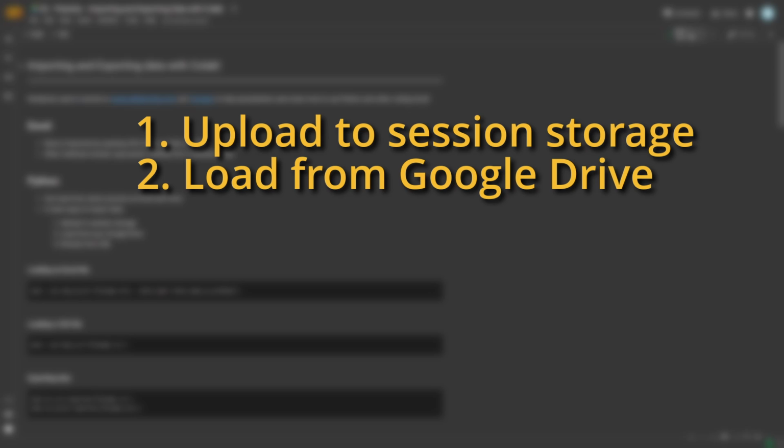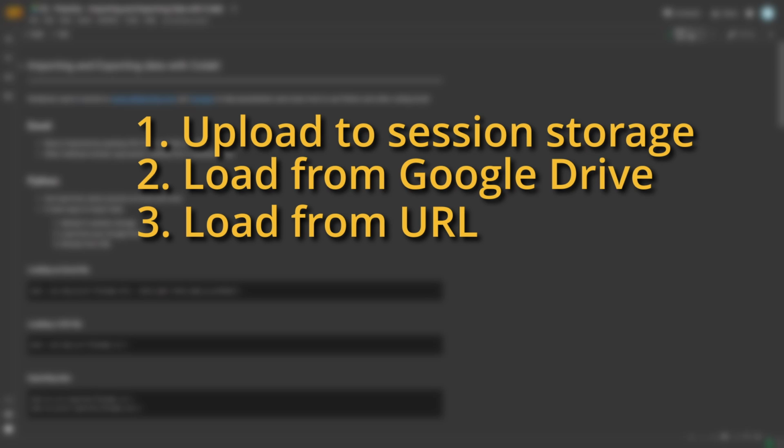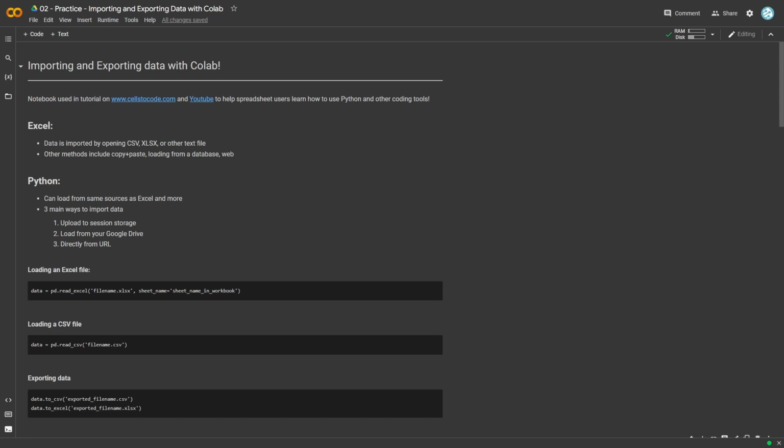The first is by uploading it to session storage. The second is by loading it from your Google Drive. And the last one is by loading it directly from a URL. Let's jump in and let's talk about how you can import data from your session storage.